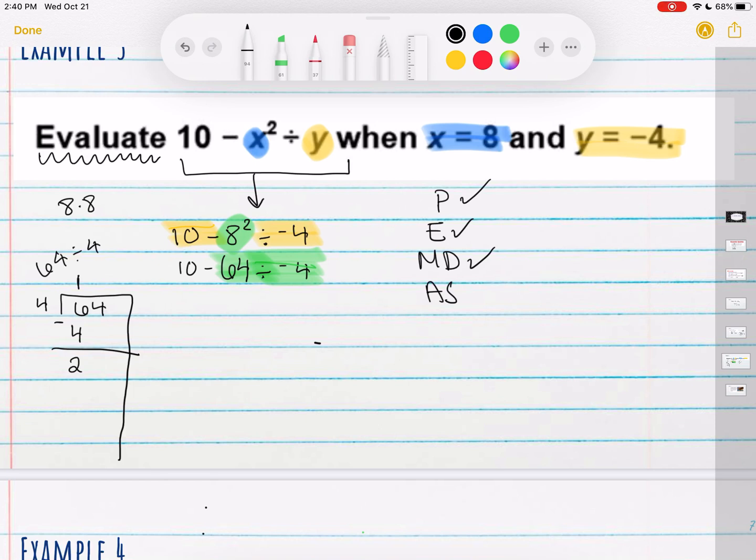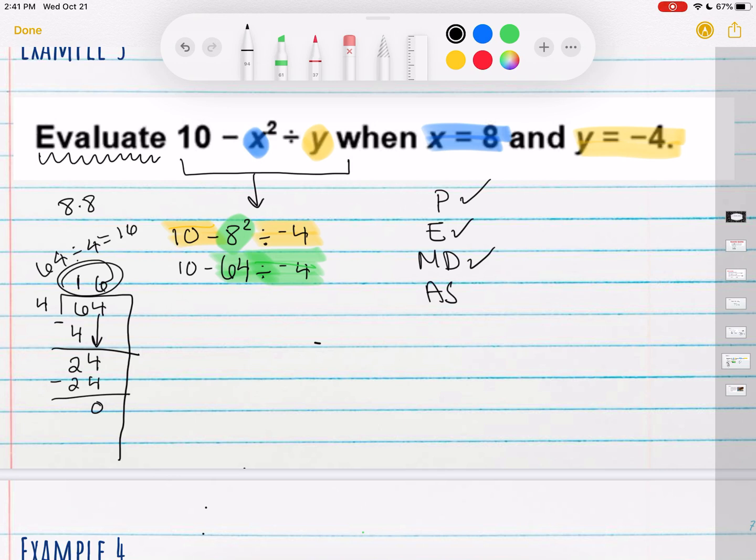Well, 4 can't go into 2 anymore, so I'm going to drop down that 4 and think, how many times does 4 go into 24? It goes into 24 6 times, and 4 times 6 is 24. So I subtract 24 and I'm left with 0. So 64 divided by 4 is equal to 16. And let's see, 64 was positive, 4 was negative, so that's different signs.